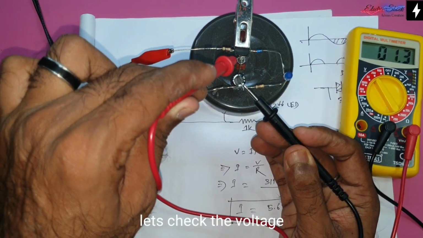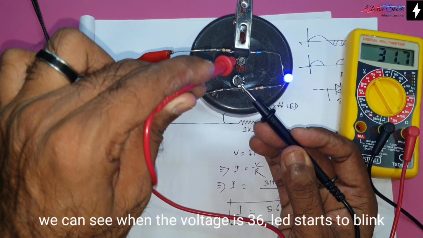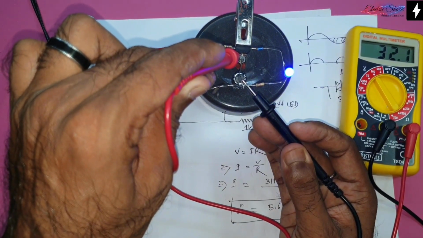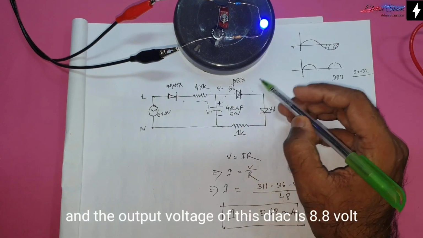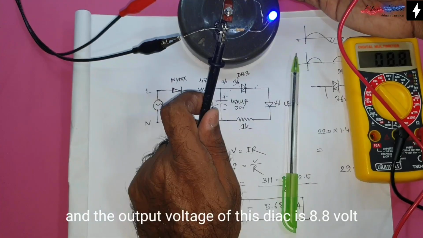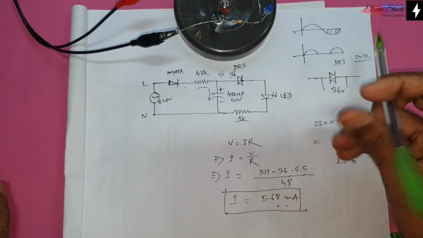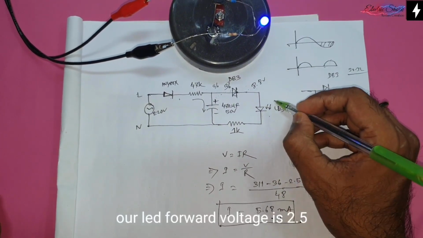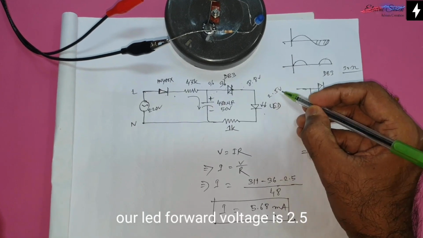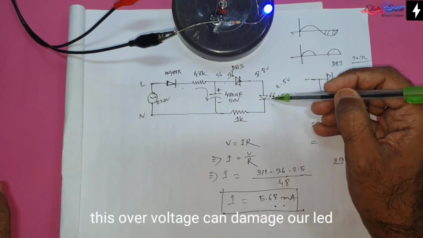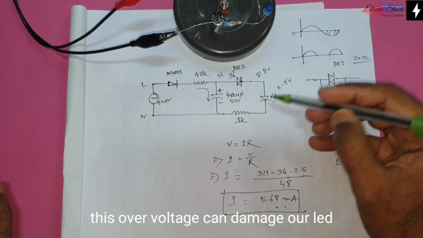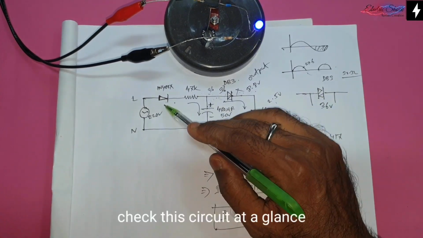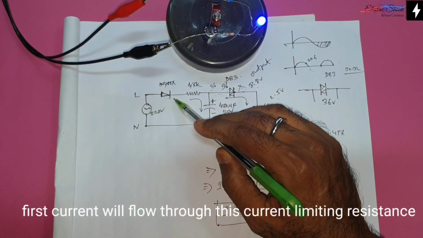Let's check the voltage. We can see when the voltage is 36, the LED starts to blink, and the output voltage of this diac is 8.8 volt. So here is 8.8 volt and the LED forward voltage is 2.5 volt. So this over voltage can damage this LED. For safety, we have to use this resistance. Check the circuit at a glance.